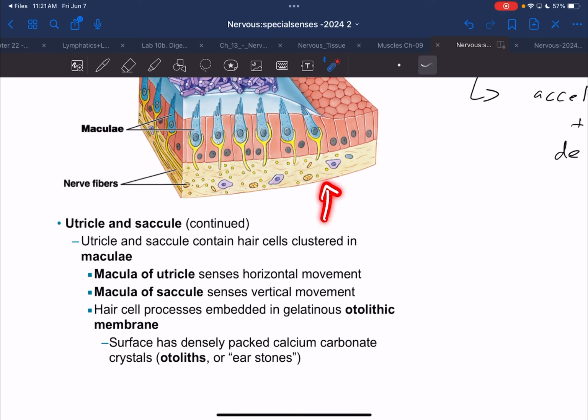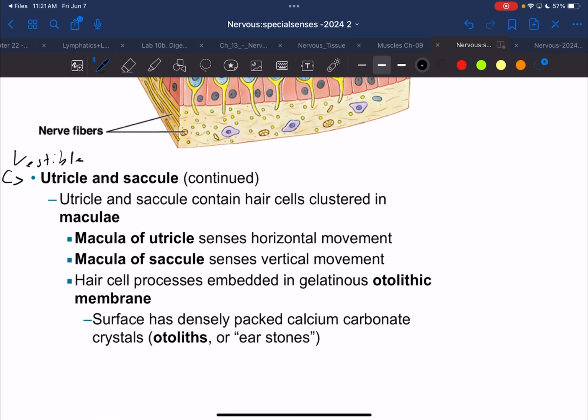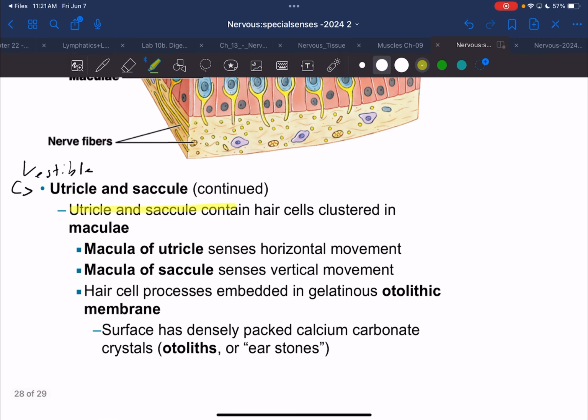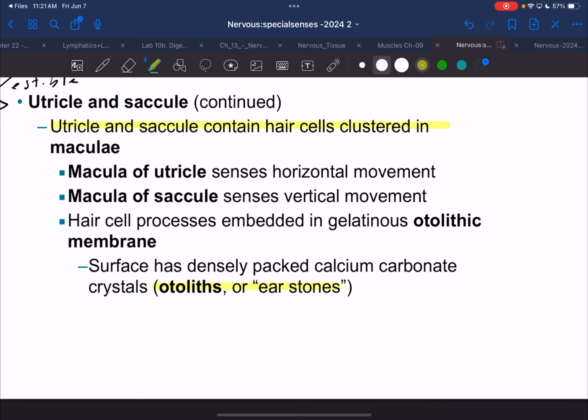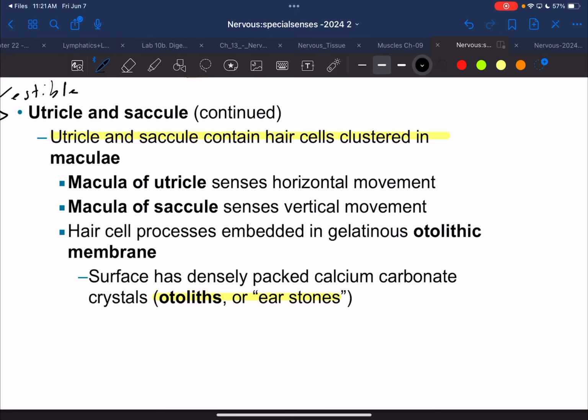This particular object is found in the vestibule. The vestibule contains the utricle and saccule. And the utricle and saccule contain hair cells, and they detect the movement of ear stones.